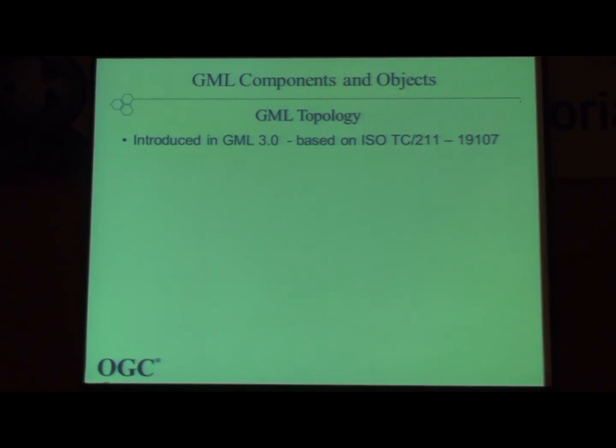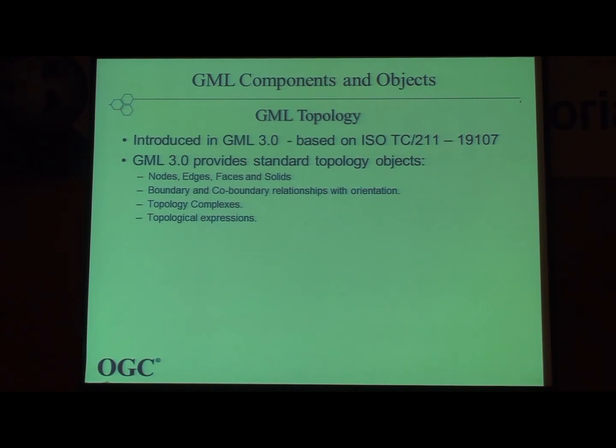Okay, GML topology is implemented in GML. It basically was introduced in version 3 based on ISO 19107 and provides encodings for all of, or most of, the topology primitives in ISO 19107. Nodes, edges, faces, solids. It does include boundary and coboundary relationships that John talked about earlier on, including orientation of edges and faces. It includes encodings for a topology complex and a very simplified topology expression called the topo curve.